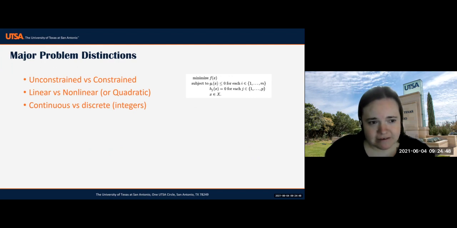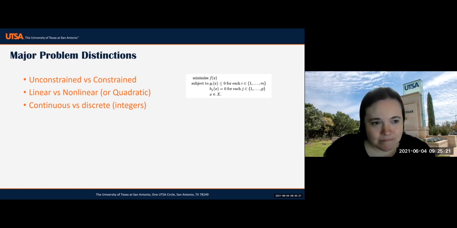So these major problem distinctions, let's summarize as we've seen: unconstrained versus constrained optimization. You can have linear objectives and constraints versus nonlinear objective or constraints. I wanted to just separate it into those two, but quadratic is a big enough area for me to mention it. Or you could have a quadratic objective function, and that has its own methods available. And you can have continuous versus discrete.